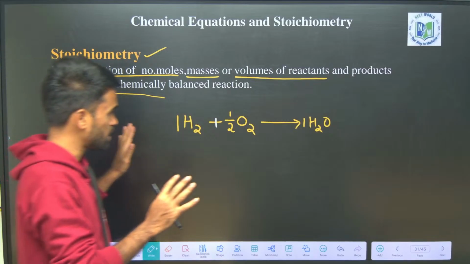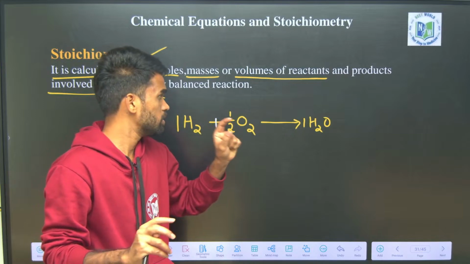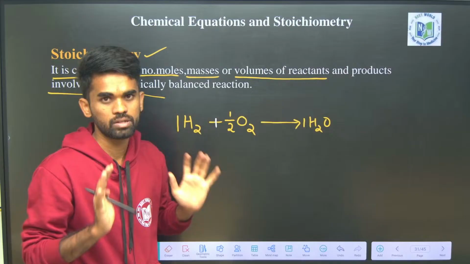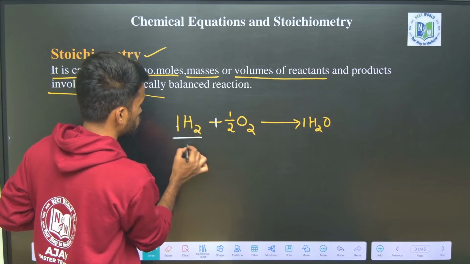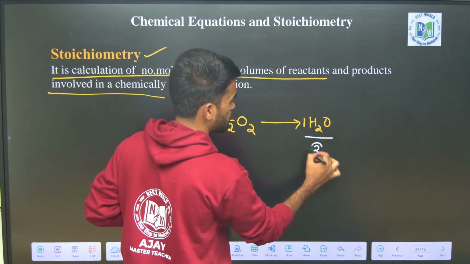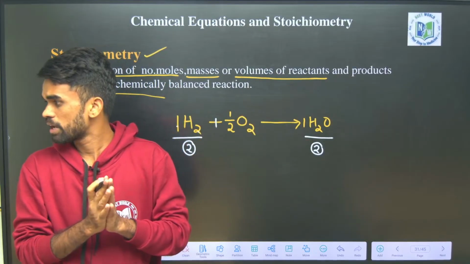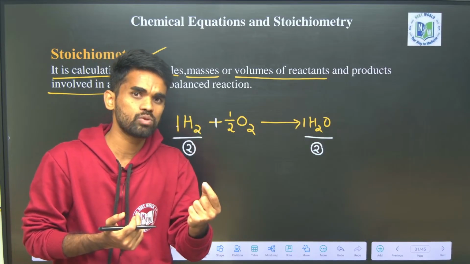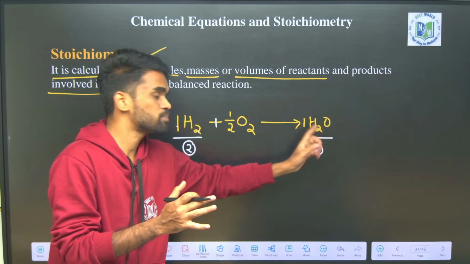See, whatever number you are taking here, no issues, take it, but the number of elements on the product side and the number of elements on the reactant side must be conserved. For example, hydrogen atoms at the reactant side are 2 into 1, so 2 hydrogen atoms are there. Product side also must have 2 hydrogen atoms present. So that is called a balanced chemical equation. Okay, first of all write the balanced chemical equation. As per the balanced chemical equation, we can find the theoretical yield of the product formed.